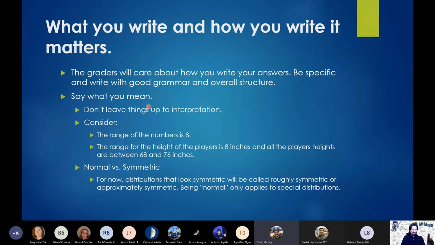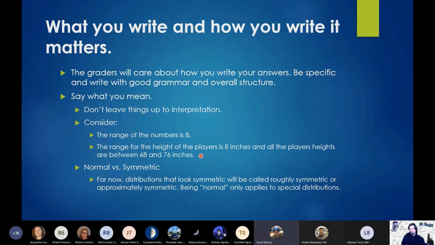You need to say what you mean. Don't leave things up to interpretation. This goes back to being specific. Consider the 2 sentences here. First one, we have the range of the numbers is 8. Well, that might be accurate. That might be the range. Cool. We have the second sentence here. The range for the height of the players is 8 inches, and all the players' heights are between 68 and 76 inches.